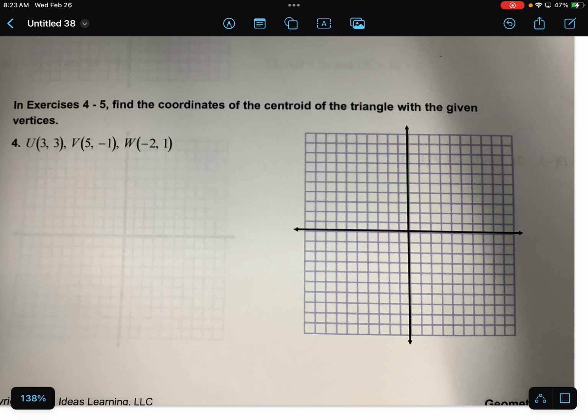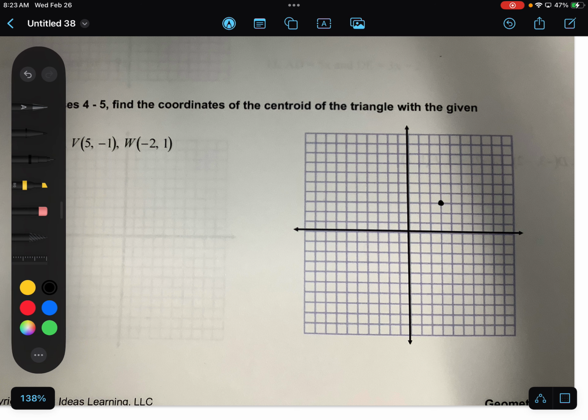So U is at 3, 1, 2, 3, up 1, 2, 3, make a dot. There's U. V is at 3, 4, 5, down 1. This is V. And negative 2, up 1. This is W. So if I connect my dots, there I am.